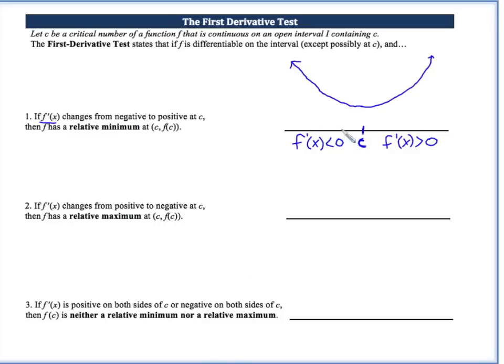So f prime of x less than 0 means this is negative and decreasing. And here, on this side, it's positive. So what does that tell us about this point, f of c? Well, we know that (c, f of c) is a minimum. So it's negative to positive, we get a minimum.